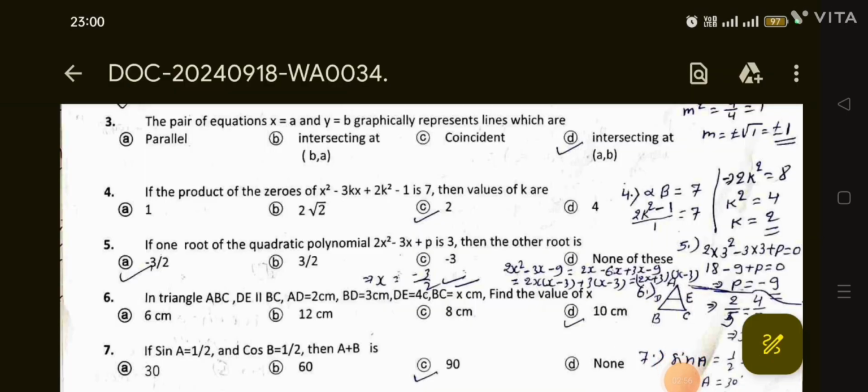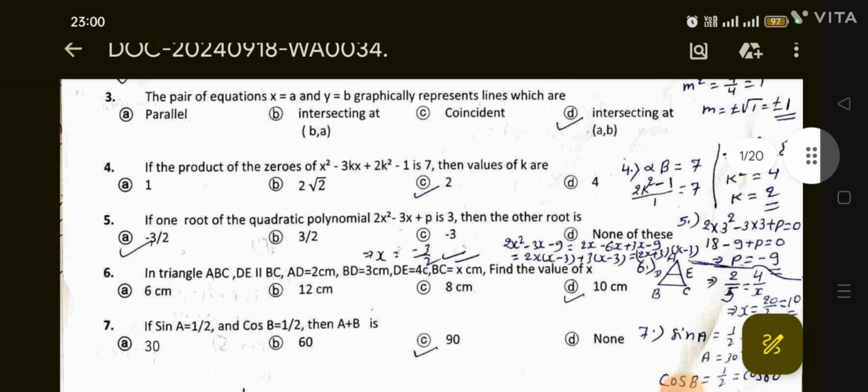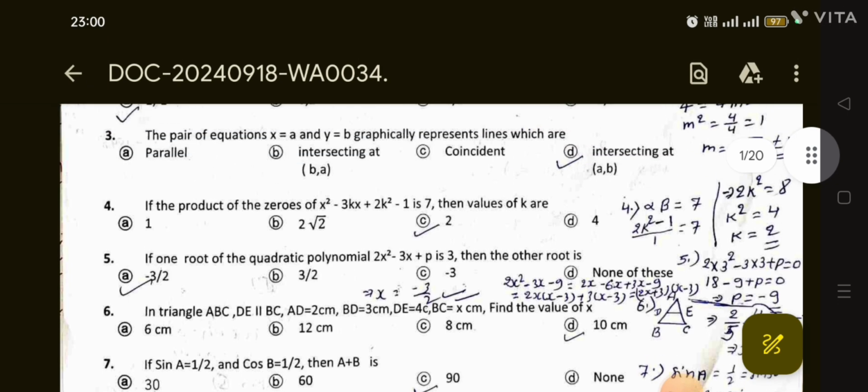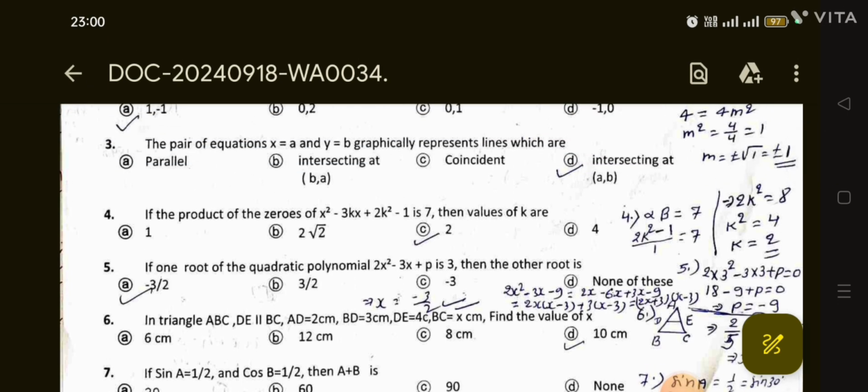Question 4. If the product of zeros of x square minus 3kx plus 2k square minus 1 is 7, then the value of k is. Here the question is saying product of zeros. Product of zeros means alpha into beta equal to c by a. Now here alpha into beta is 7, and c means 2k square minus 1 and a means 1. So (2k square minus 1) upon 1 equal to 7. If we simplify it, we will get that the value of k is 2. So the right answer is C, 2.